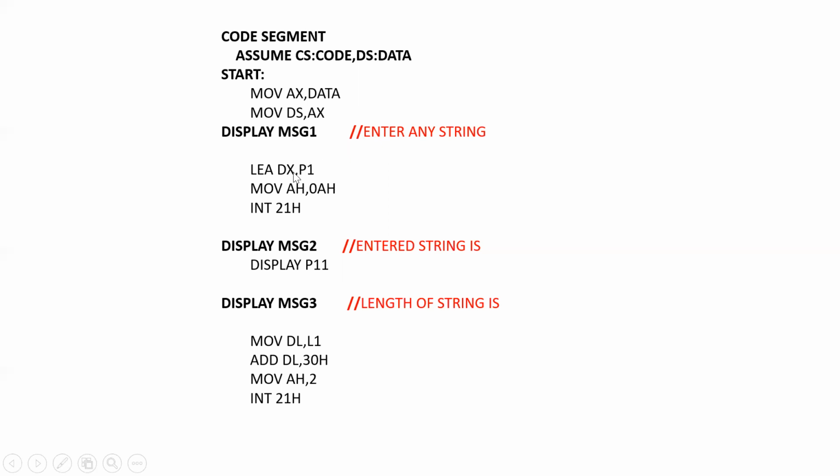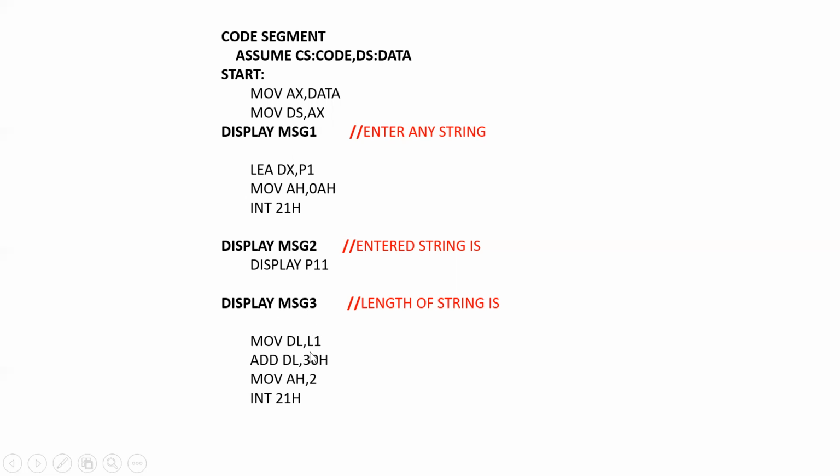Then whichever value the user is entering is taken by the variable p1, and it is loading the value into DX. Then again you are moving 0AH to AH. There should be an interrupt signal for every message. Then it will display the second message, that is enter string. It will scan the string and you are going to store that string in the variable p11. Now for calculating the length of a string, you are taking message 3.